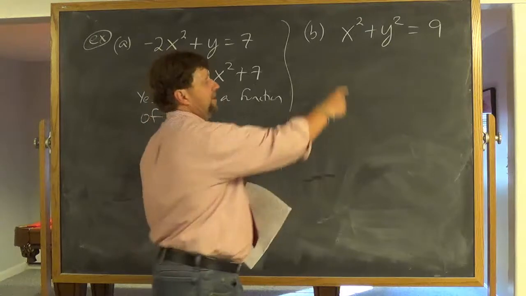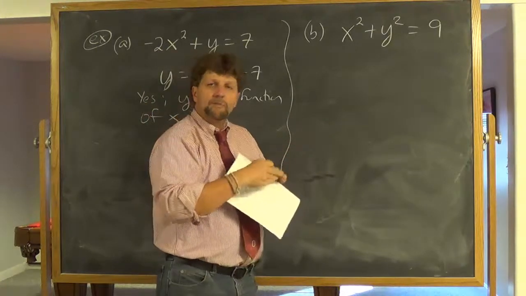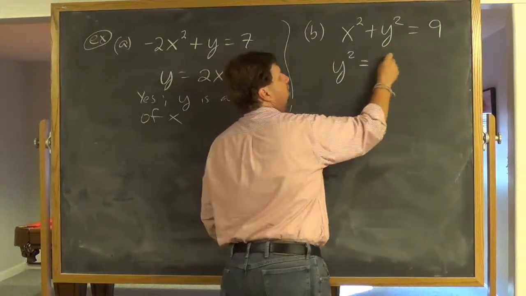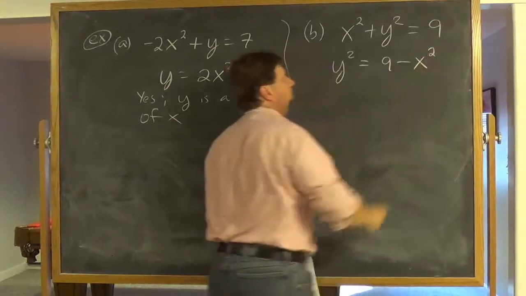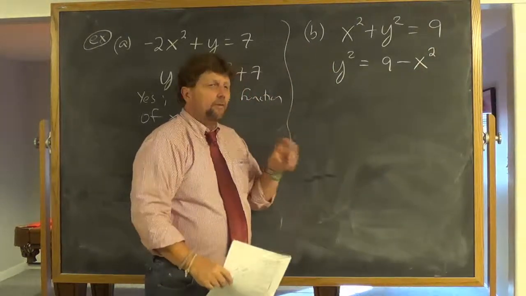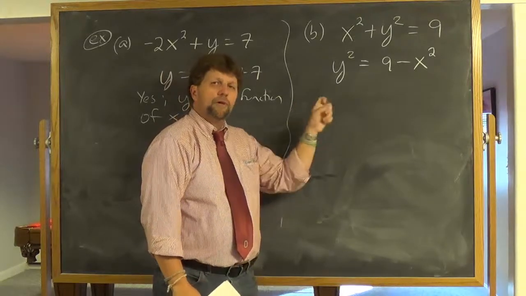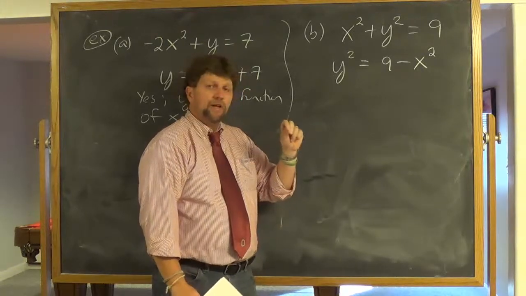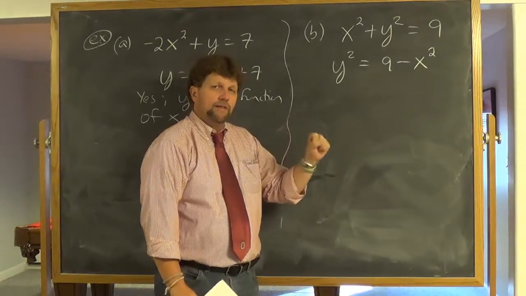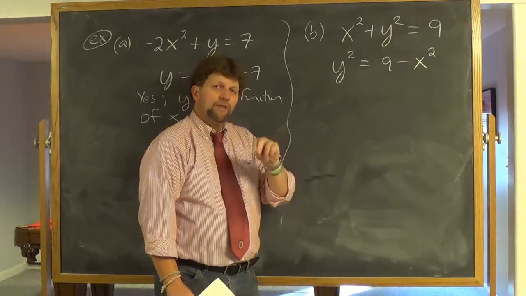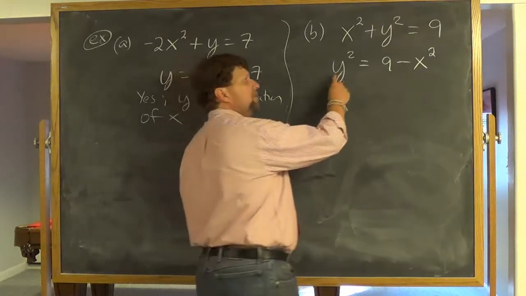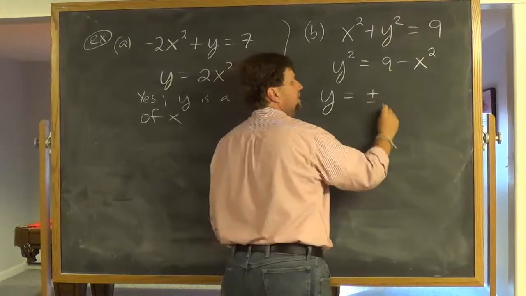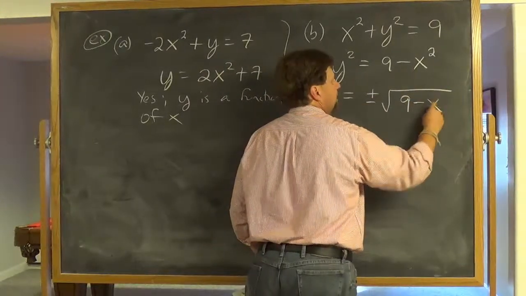And it's pretty easy for me to solve this equation for y. I start off by subtracting x squared from both sides of the equation. So I get y squared equals 9 minus x squared. And now to finish off solving for y, I have to take the square root of both sides of the equation. Now remember folks, when you do the operation of taking the square root of both sides of an equation, you have to insert that plus or minus. In other words, when I take the square root of both sides, I get y equals plus or minus the square root of 9 minus x squared.